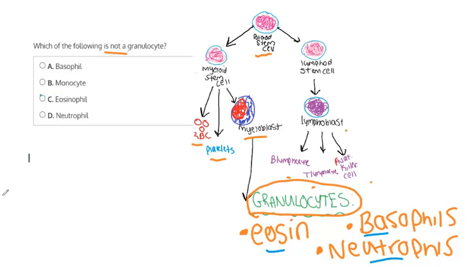And if we look at our choices here, we see an eosinophil, a neutrophil, and a basophil. So we know that a monocyte would have to be our answer because it asks which is not a granulocyte, and that would be a monocyte.